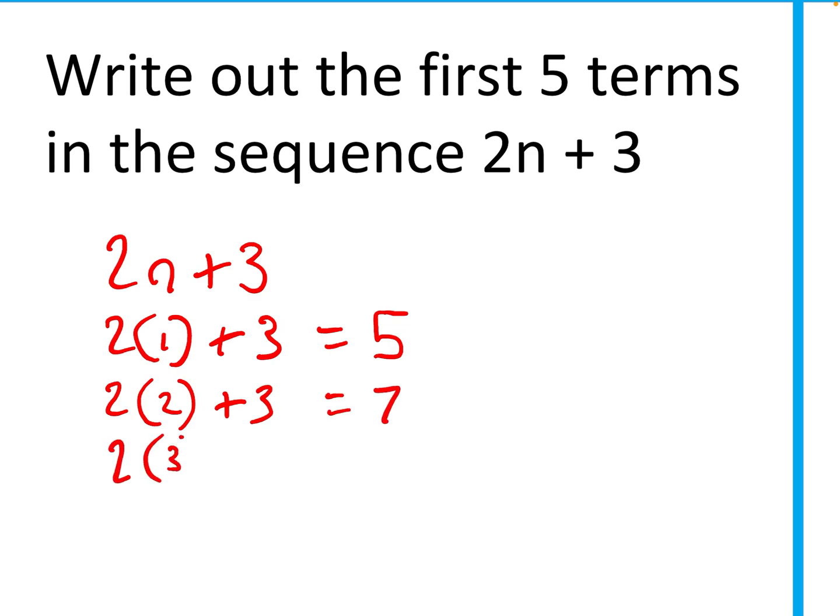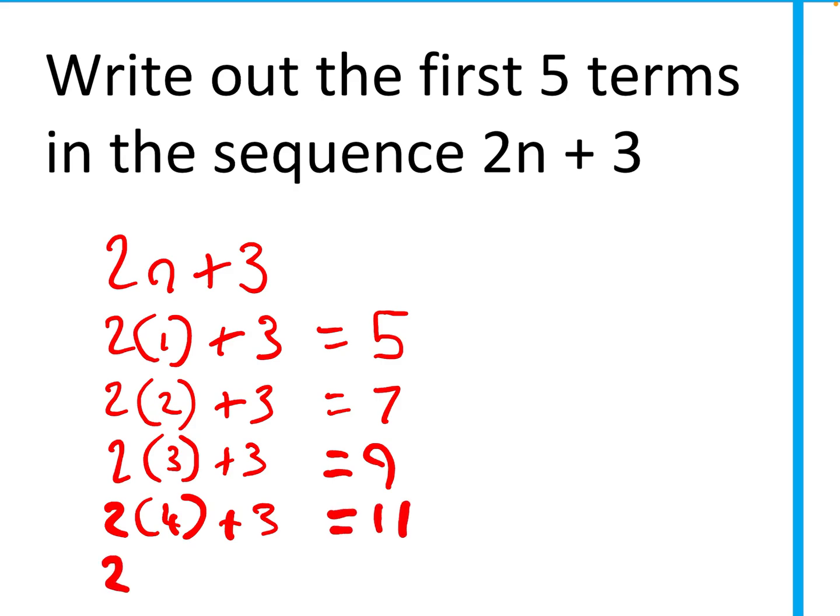2 brackets 3 plus 3. 2 times 3 is 6, plus 3 is 9. 2 brackets 4 plus 3. Well, 2 multiplied by 4 is 8, plus 3 equals 11. And finally, 2 brackets 5 plus 3. Well, 2 multiplied by 5 is 10, plus 3, 13. And there would be my first 5 terms. So my first 5 terms would actually be 5, 7, 9, 11, 13.